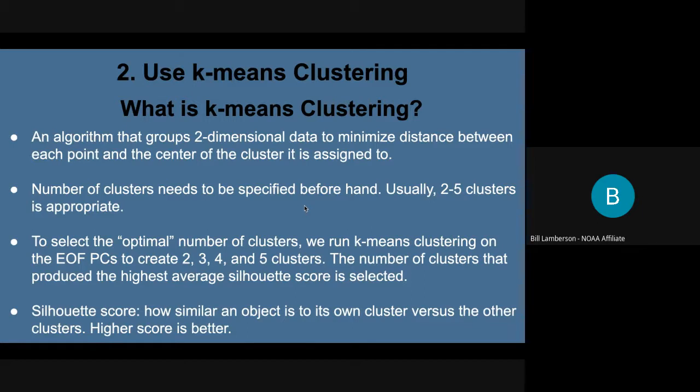So to select the optimal number of clusters, what we do is rerun our k-means clustering on the EOF PCs to create 2, 3, 4, and 5 clusters. And then we just select the number of clusters that resulted in the highest silhouette score. And the silhouette score is just a measure of how similar an object is to its own cluster versus the other clusters. And in general, a higher score is a better score.